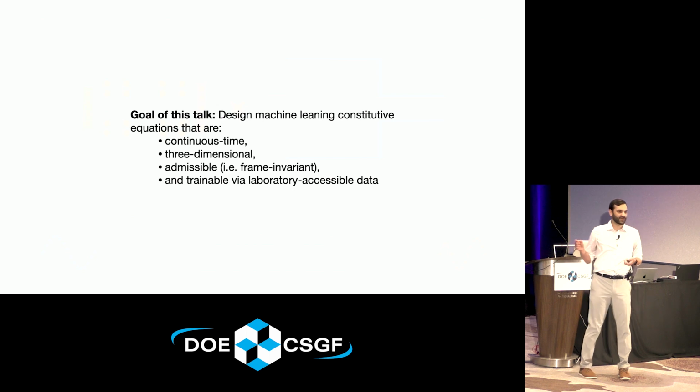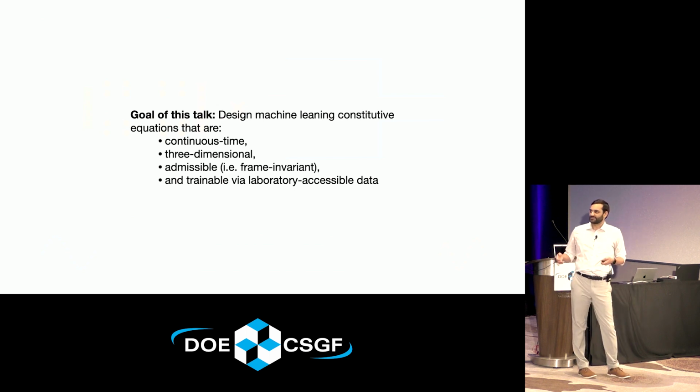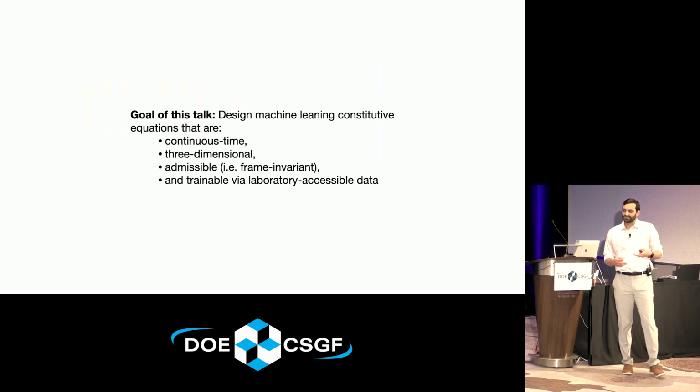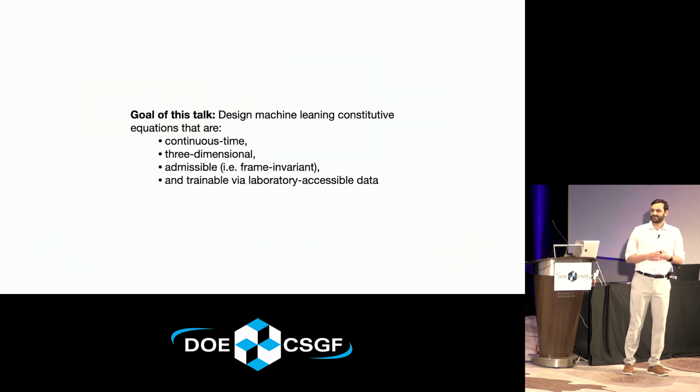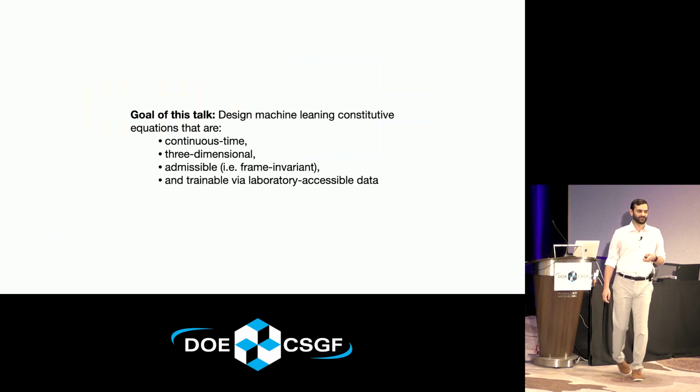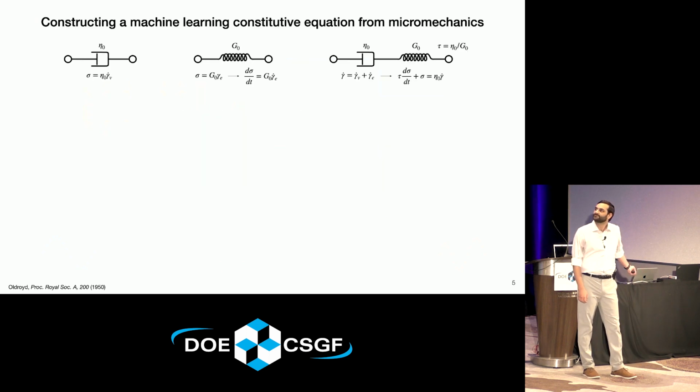And there are a few properties of this constitutive equation that I'd like to develop, which are very important. First off, it should be continuous time, so it shouldn't rely on some specific discretization of our protocols. It should be three-dimensional. It should be admissible, which I'll get to, but this is basically some sort of symmetry criterion for good constitutive equations that are physical. And then, of course, we should be able to train it on the data that we have on hand.